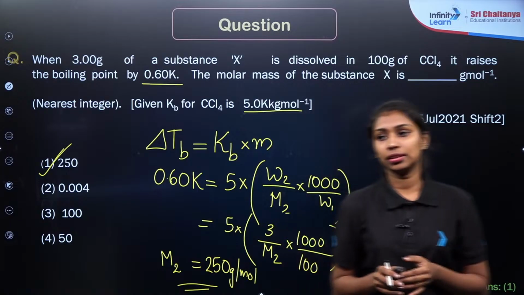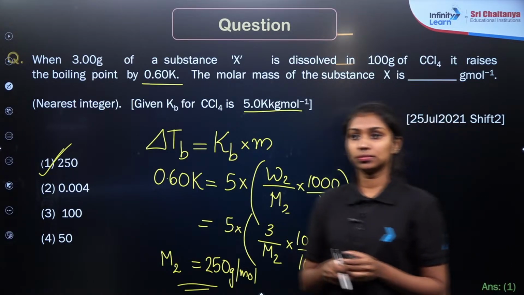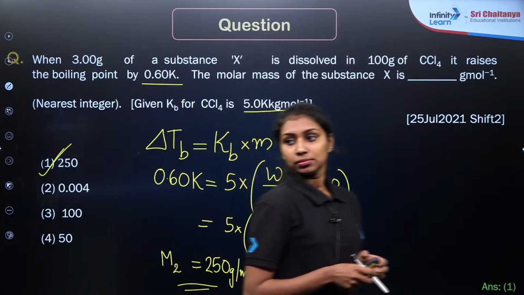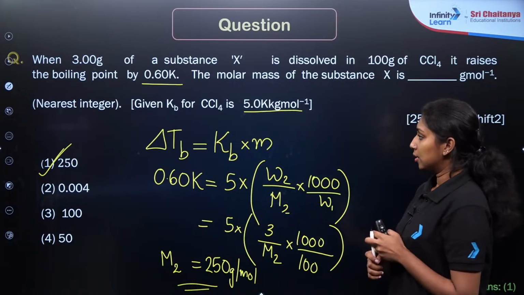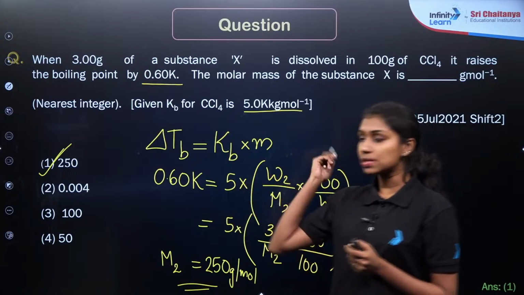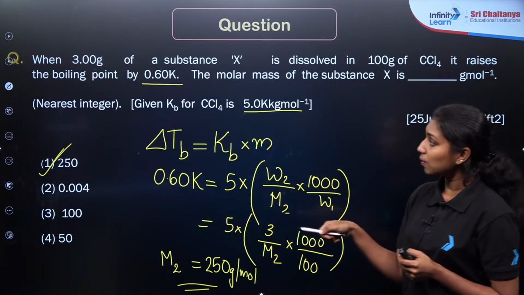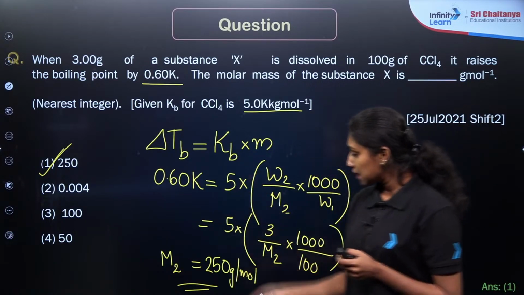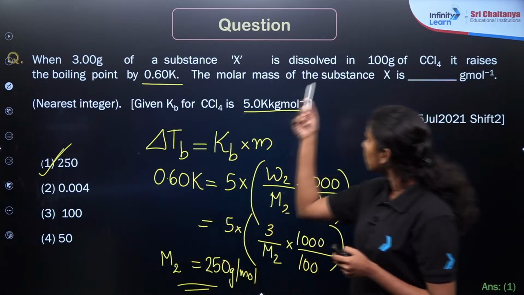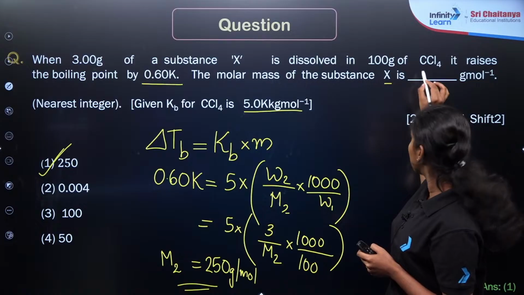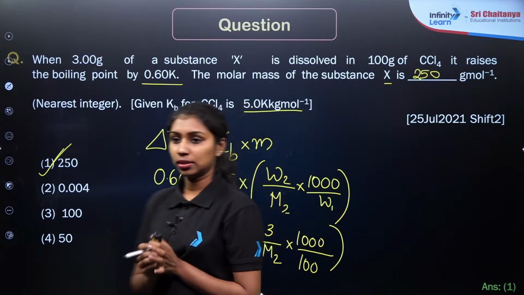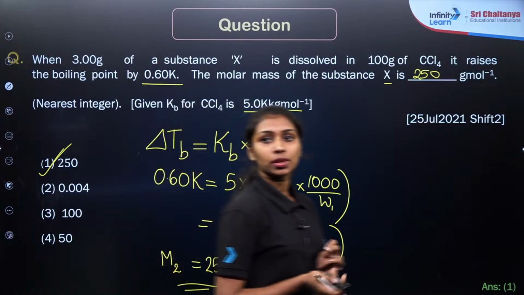Clear? This is a simple calculation using the value of delta Tb given here. From the question itself, the value is given as delta Tb is equal to 0.60 Kelvin. Just substitute the given data here, and you will get the value of M2, which means the molar mass of the substance X is 250 gram per mole. I hope it is clear for everyone.